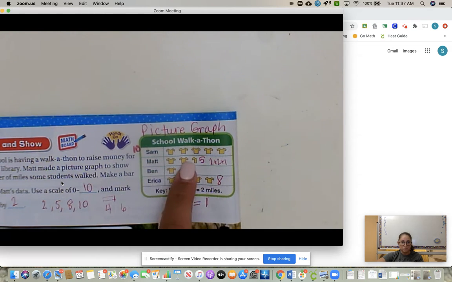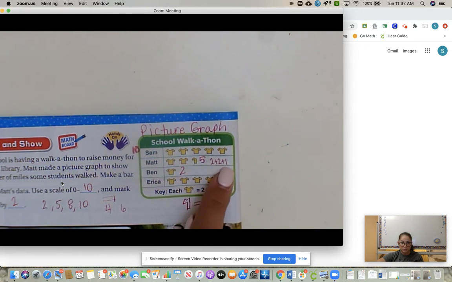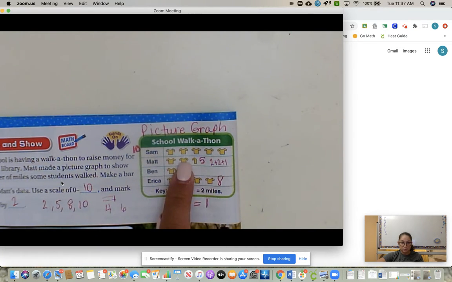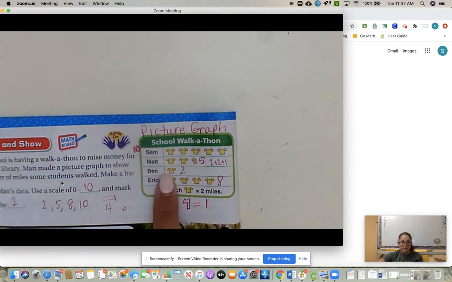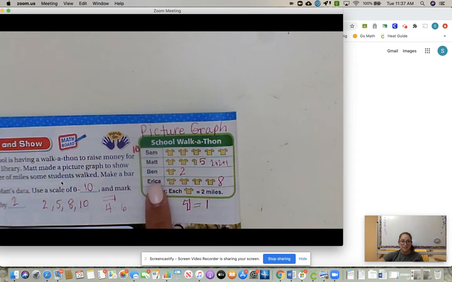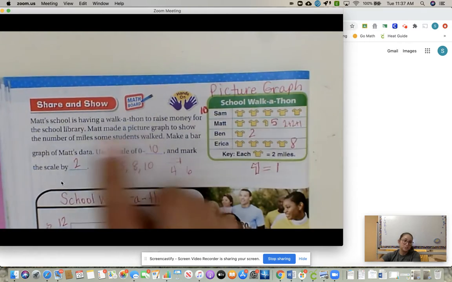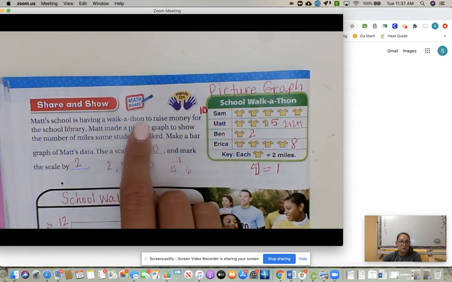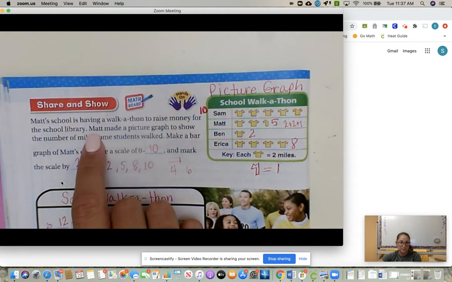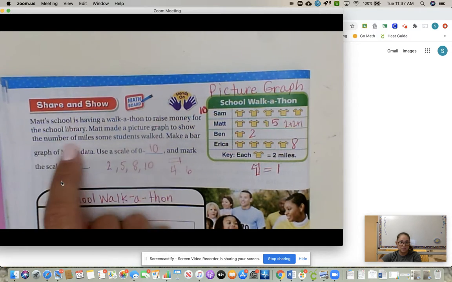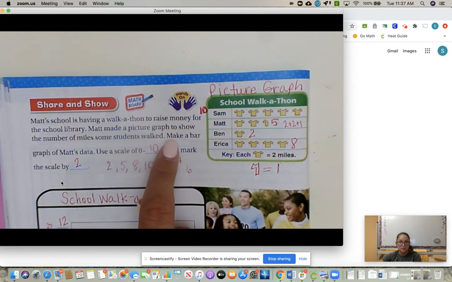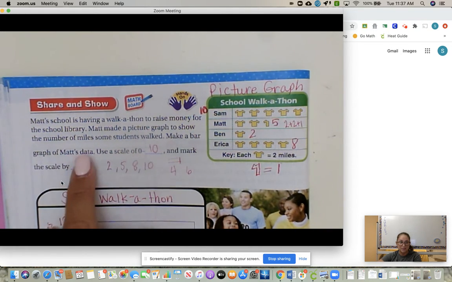Matt, 2, 4. Oh, but there's half a shirt, so we add 1. So we do 2 plus 2 plus 1 is 5. So 2, 4 plus 1 is 5. Ben, 2. Erica, 2, 4, 6, 8. Now we can read our question. Matt's school is having a walkathon to raise money for the school library. Matt made a picture graph to show the number of miles some students walked. Make a bar graph of Matt's data.